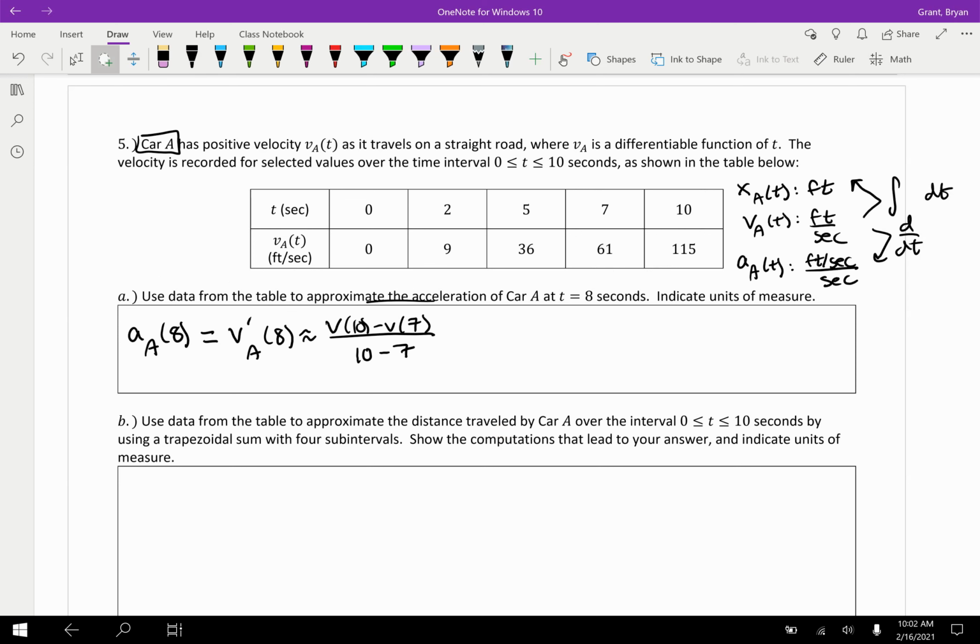Units of measure, super easy. We already know our velocities up above. We know our times at the bottom. In fact, we know our final unit should be this guy.